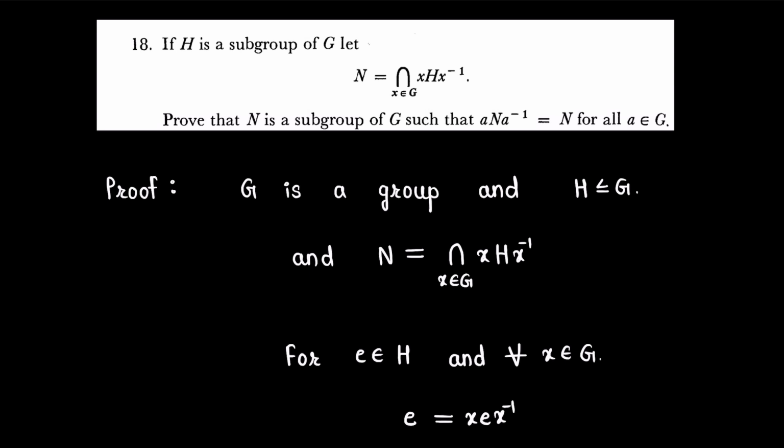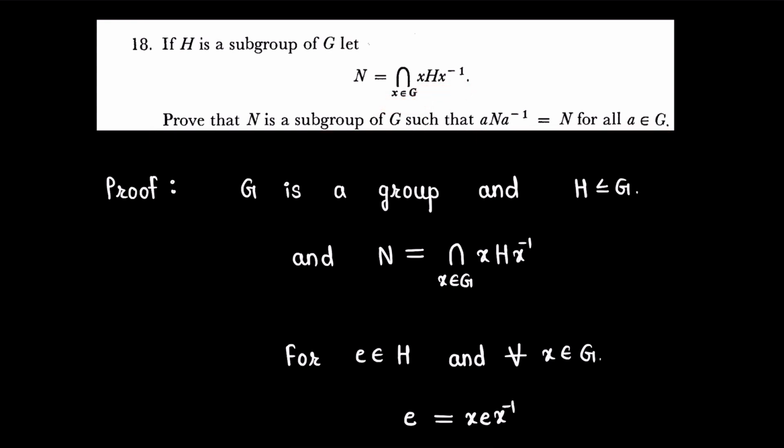Hello friends, in this video I am going to solve an exercise question from the book Topics in Algebra. The question is: if H is a subgroup of G, let N be equal to the intersection of all xHx inverse for all elements x in G. Then prove that N is a subgroup of G such that aNa inverse is equal to N for all elements a in group G.